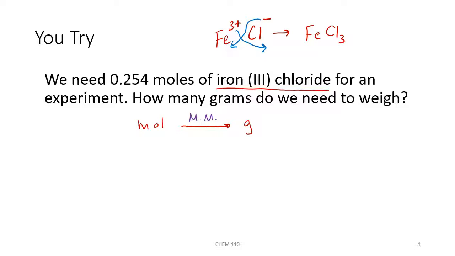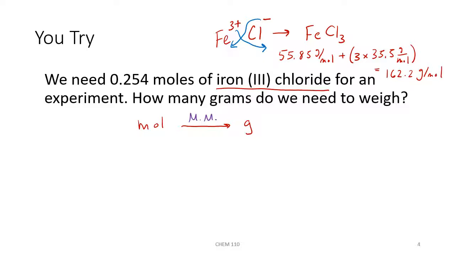So for iron 3 chloride, we're going to want to take into account that we have 1 iron atom present, and iron from the periodic table is 55.85 grams per mole. Plus, we're going to have to figure out for chlorine, which we have 3 of them, so we're going to multiply 3 times the atomic mass for chlorine, which is about 35.5 grams per mole. So for our molar mass, we should get approximately 162.2 grams per mole for our compound.